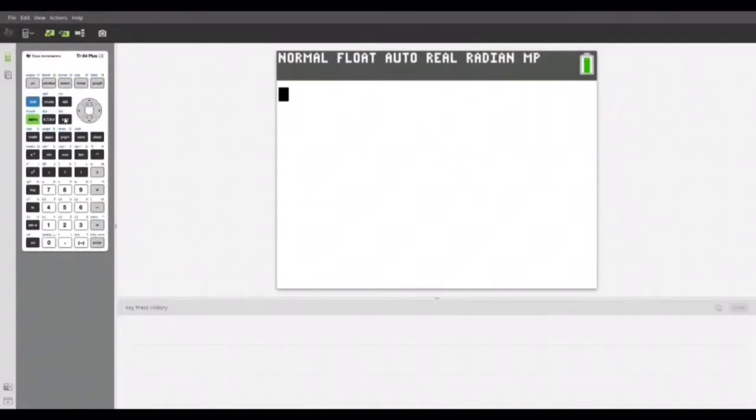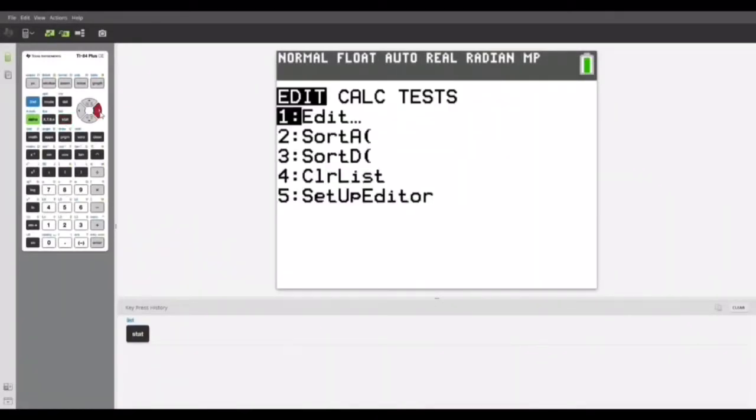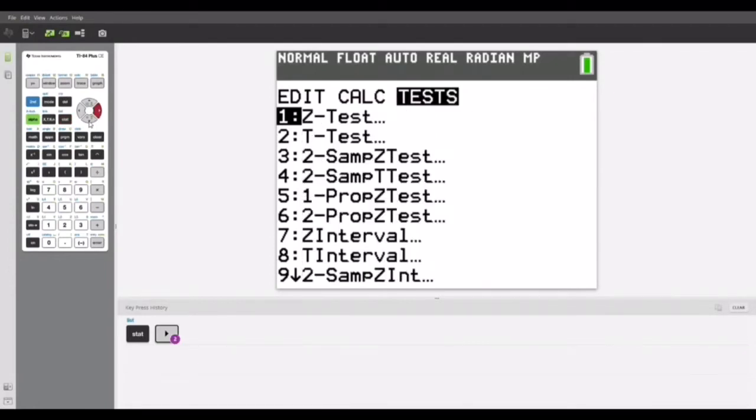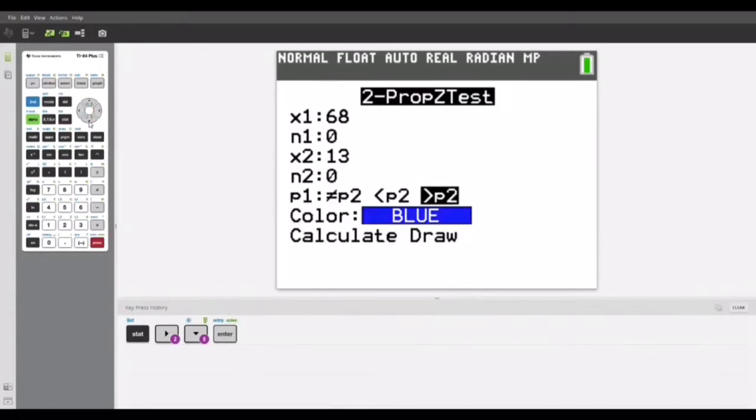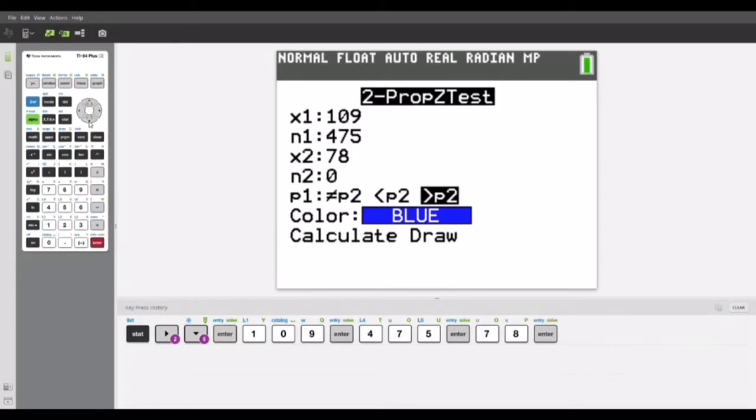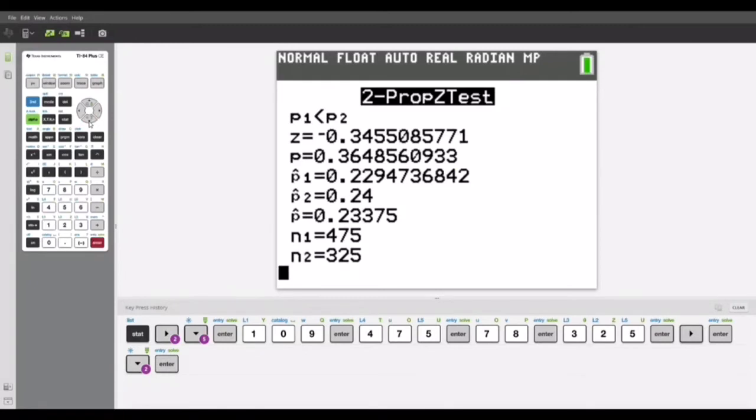On your calculator, you're going to go to Stat, to Test, and down to Prop Z test. And then we need to enter in our values for X1, N1, X2, and N2. So X1 is 109, N1 is 475, X2 is 78, and N2 is 325. Your alternative hypothesis is less than, and then go down to Calculate. Select Enter, and you will get your Z, which is your test statistic, and P, which is your p-value.